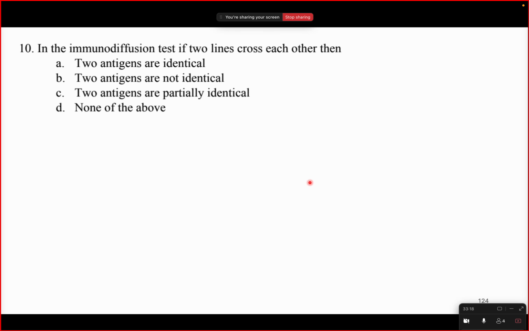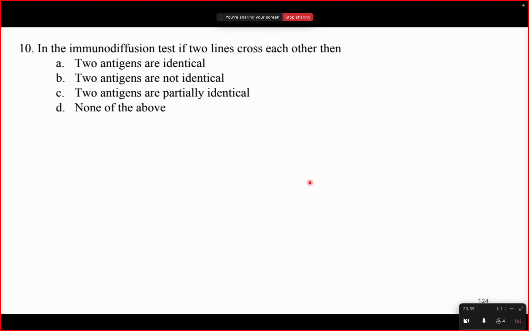Then in the immunodiffusion test, if two lines cross each other, what does it mean? Two antigens are identical, two antigens are not identical, two antigens are partially identical, or none of the above. We just saw the immunodiffusion information, right? The visual aid. So if two lines are crossing each other, what does that mean?